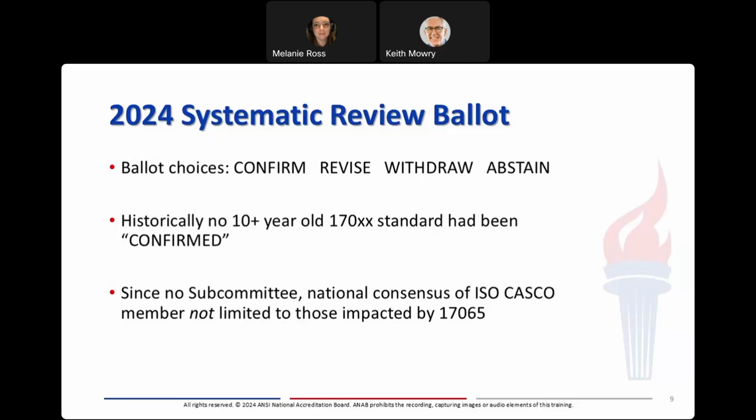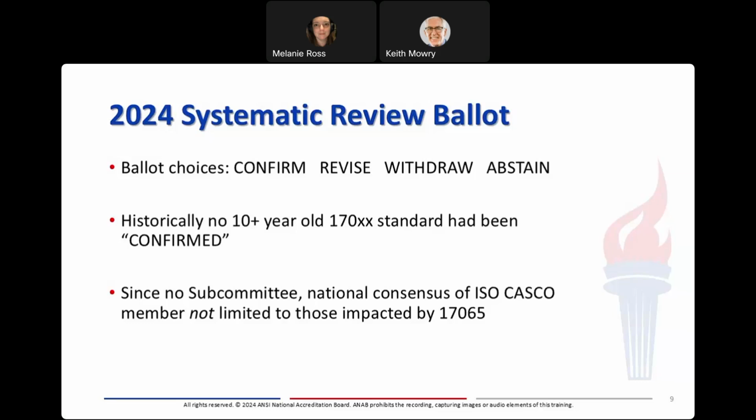Now, also, and here's where this subcommittee angle comes in, when a systematic review ballot gets delivered to an ISO CASCO member body, there is no CASCO subcommittee that's dedicated to that standard. So that systematic review ballot, like the one for 17065, is given to the CASCO member for them to consider as a whole. And it's completely up to them how they want to consider that systematic review ballot. In many cases, there may be individuals who are voting or thinking about that at the national member body level that don't really have any knowledge or activity with that particular standard.